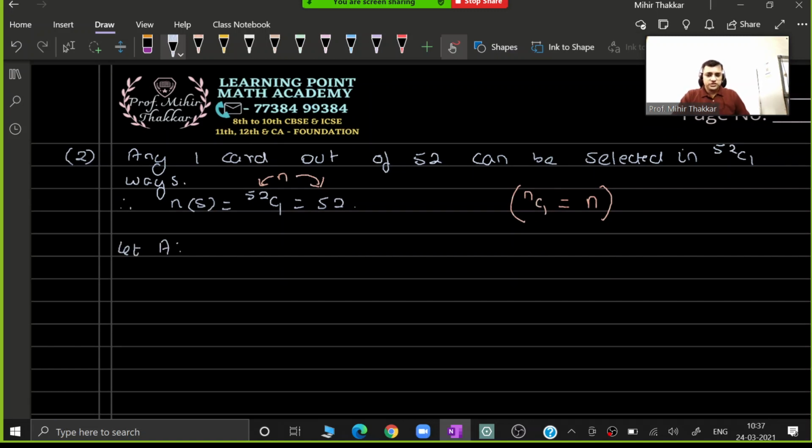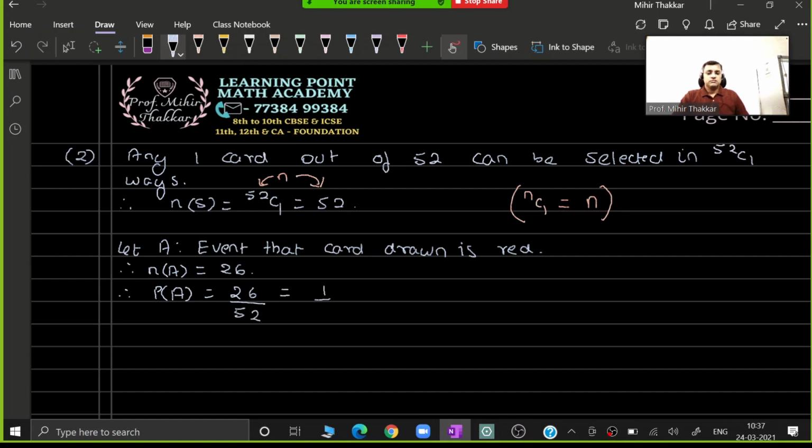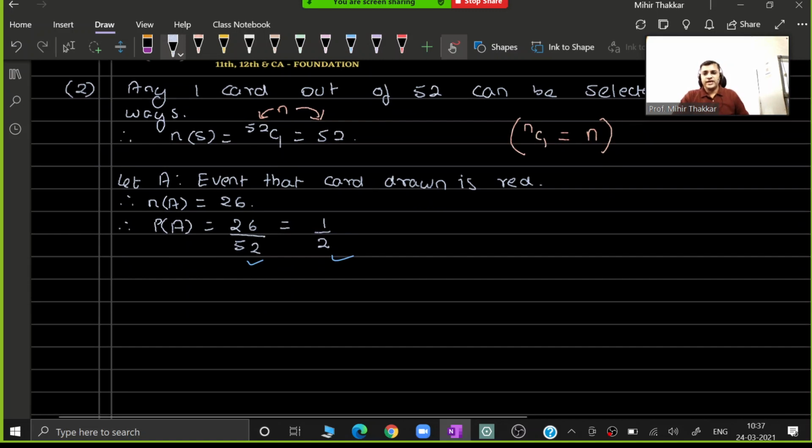I will consider, let A denote the event that the card drawn is red. So obviously there are 26 red cards, so I will get n of A is 26, and in that case P of A comes out to be equal to 26 by 52, which is 1 by 2. Again, as I told you, either use the first value or the reduced value. It is completely in your hands.